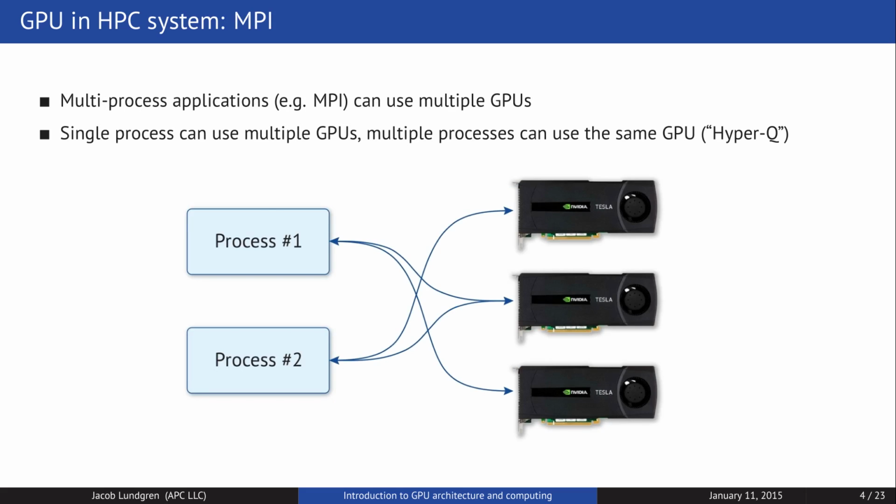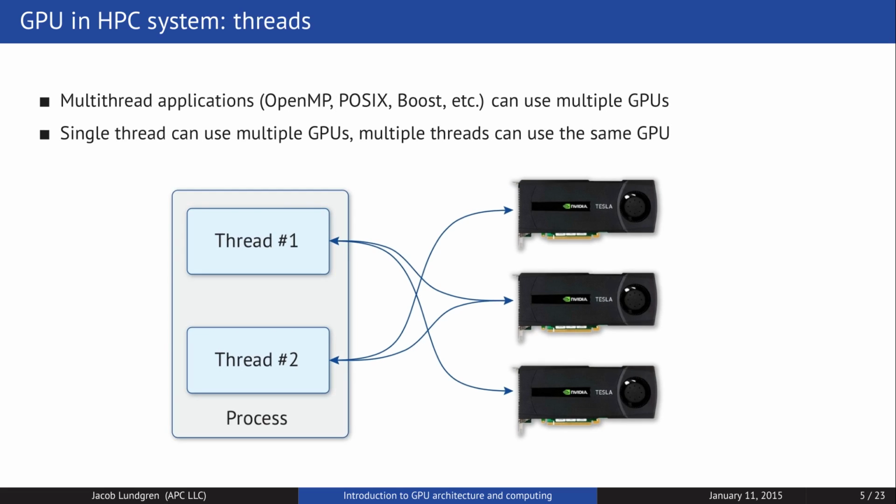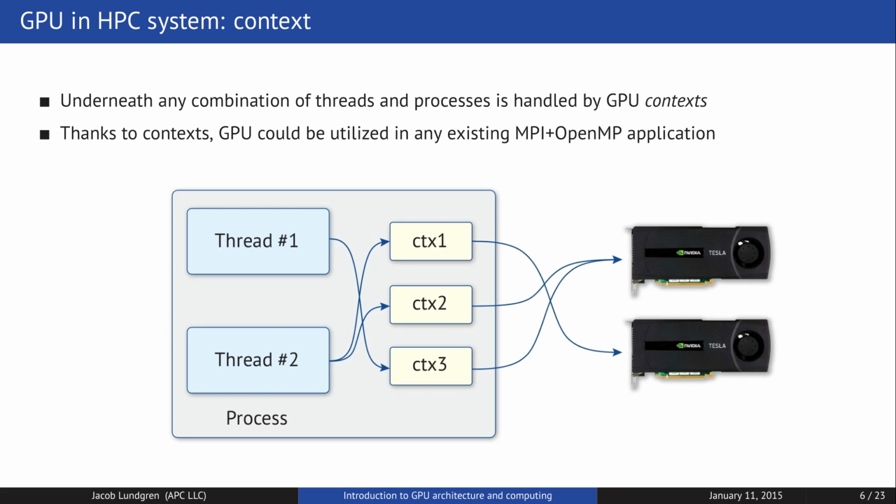Different processes can make use of the same GPUs as well as utilize several GPUs. Similarly, this also applies for different threads inside of a process, which can be bound to several different GPUs, and these GPUs can also overlap. Underlying all of this are the GPU contexts, which allow us to utilize several GPUs with the same thread, as well as utilize the same GPU for different threads.